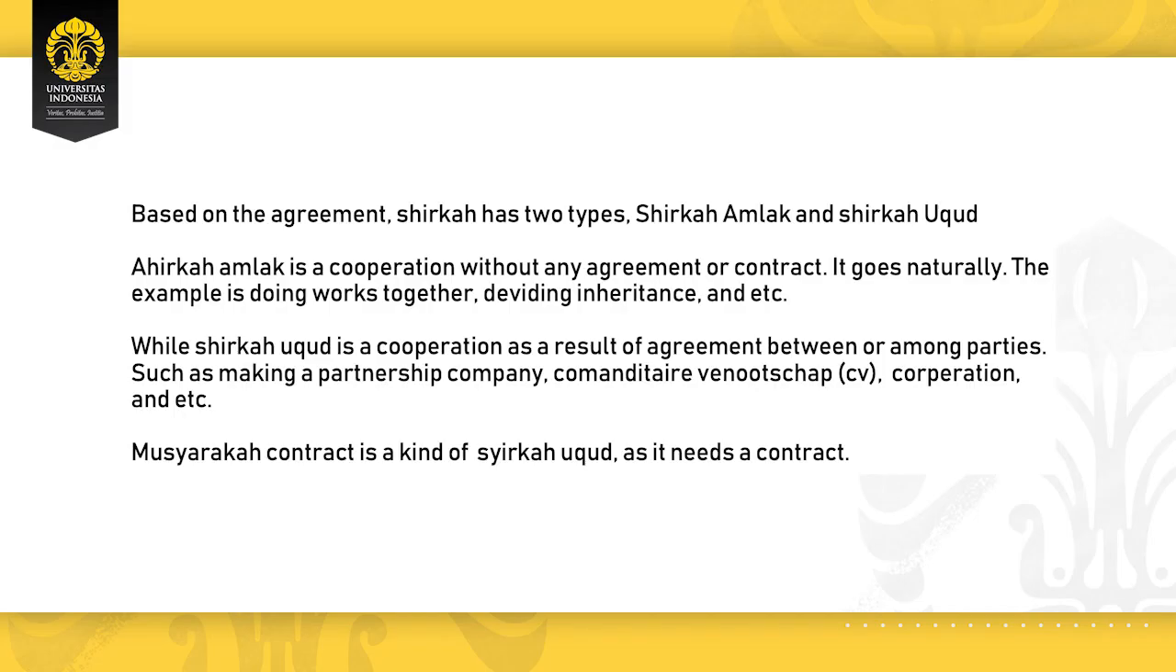Two types of Musharakah. Based on the agreement, shirkah has two types, shirkah amlak and shirkah uqud. Shirkah amlak is a corporation without any agreement or contract. It goes naturally. The examples are doing works together, dividing inheritance, and etc. While shirkah uqud is a corporation as a result of agreement between or among parties, such as making a partnership, companies, commanditer vennootschap, corporation, and etc. Musharakah contract is a kind of shirkah uqud, as it needs a contract.